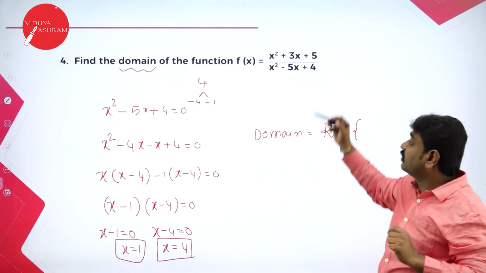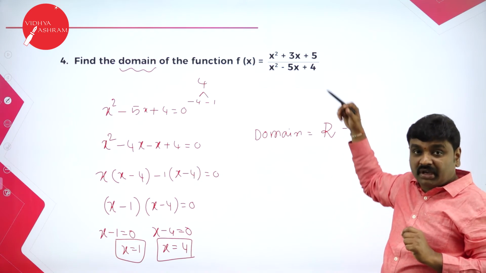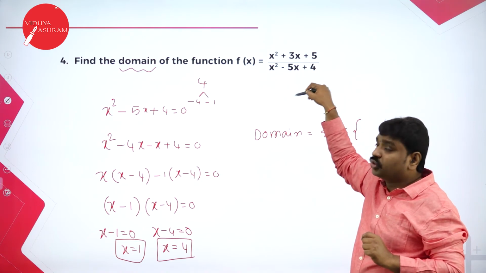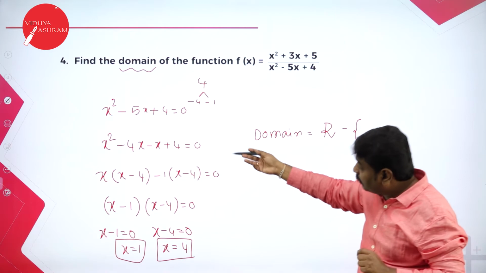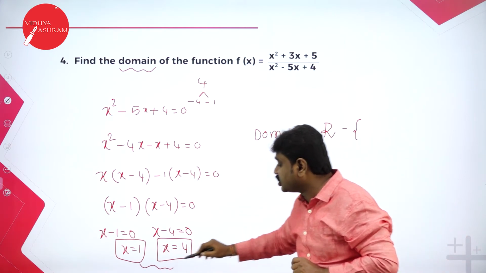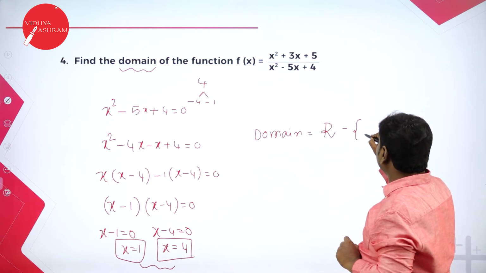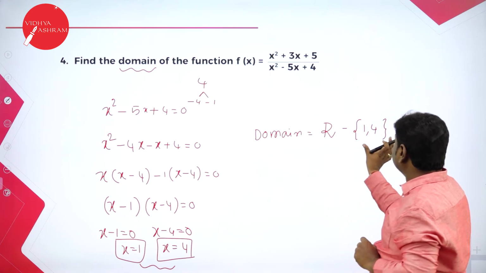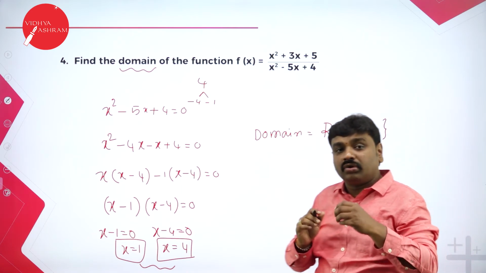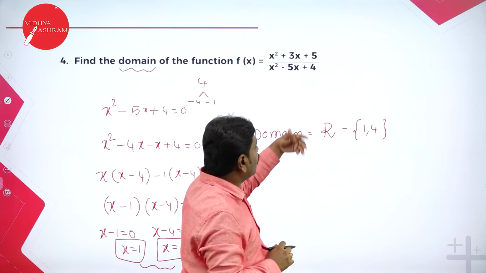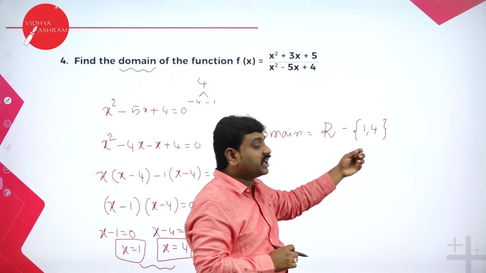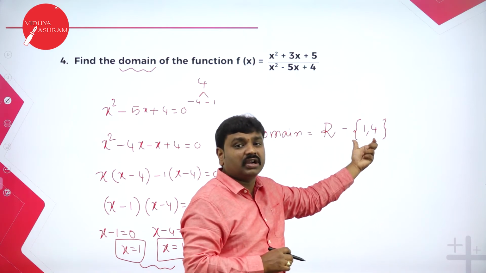In any function of the form p by q, that is p of x by q of x, the denominator should not become 0. So the denominator becomes 0 when x is these two values. These are the roots. Remove these two elements. I am removing elements, that's why I will put flower brackets. So domain means values of x. You can take all the real numbers as x, but except 1 and 4.